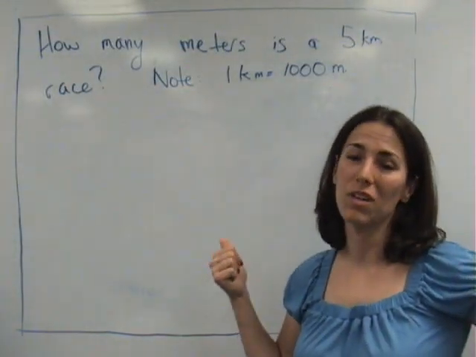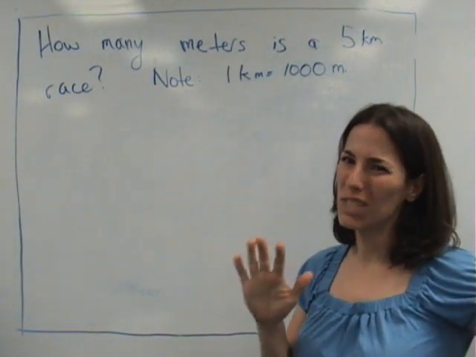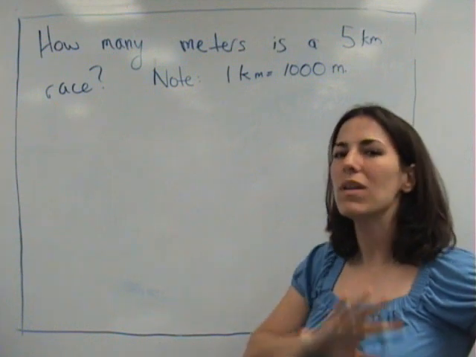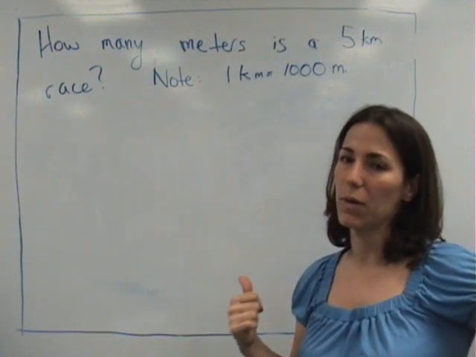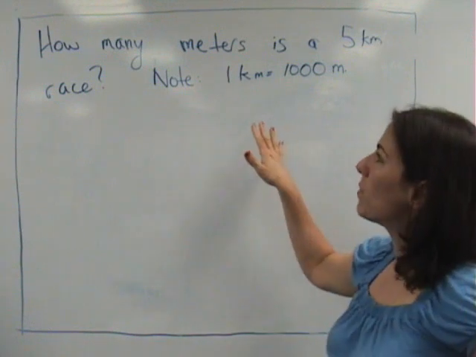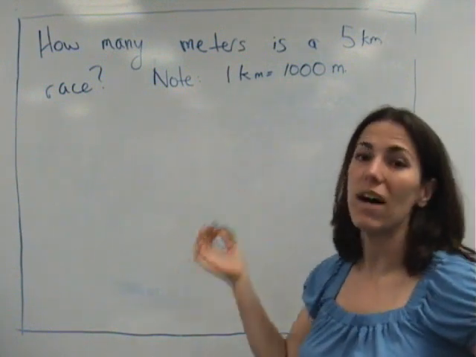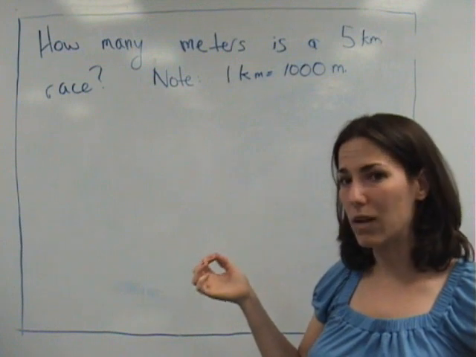Here's a really simple conversion problem. In fact, it's so simple you could probably do it in your head. But let's go through the whole method just so when the problems get harder, you'll feel really comfortable with how to solve for them. This problem says, how many meters is a 5-kilometer race? Sometimes called a 5K race.